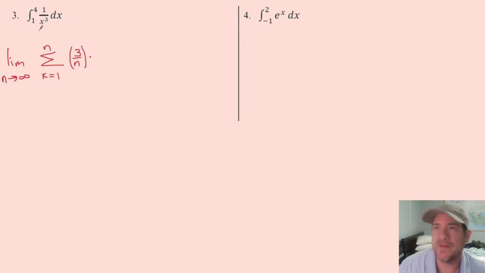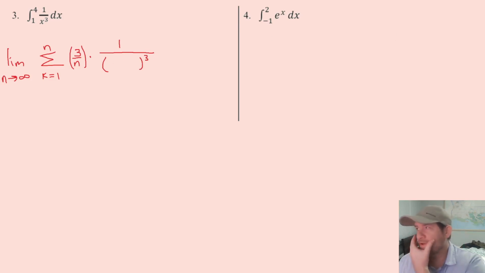Then we want to multiply that by, it's 1 over x cubed, so 1 over some stuff cubed. And again, the stuff that goes inside the parentheses is the lower limit 1 plus delta x times k. So 3 over n times k. And again, don't feel like you need to clean it up. Just leave it as is, and that's perfectly fine.